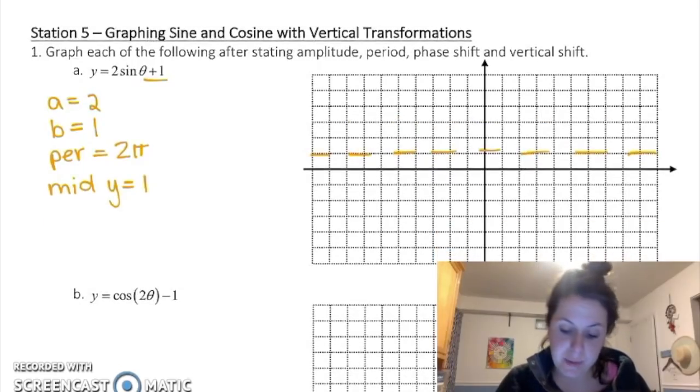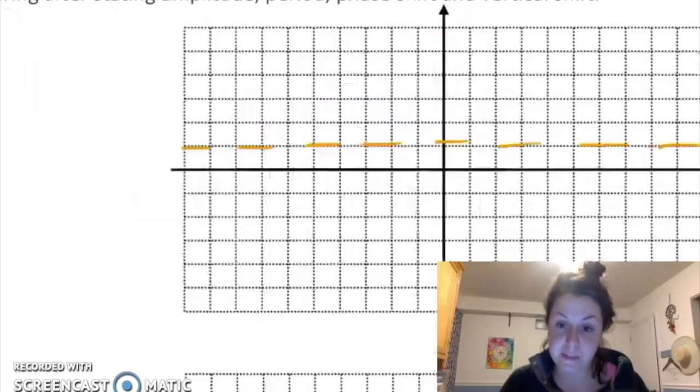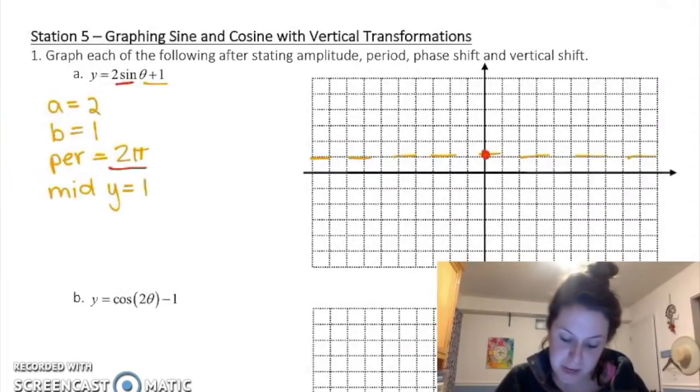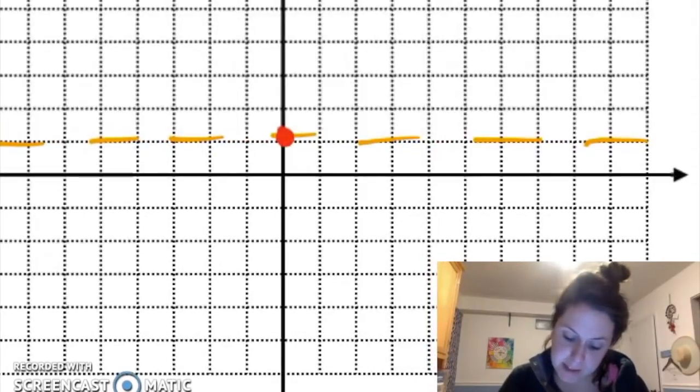And now let's see what we know. So this is sine, so it's going to start from its midline, so that will be here. And I know that the period's 2 pi, so I'm going to count out 8 boxes. 1, 2, 3, 4, 5, 6, 7, 8. That will be 2 pi.